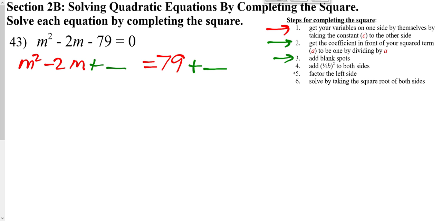And then we have to do half of b squared. So b is our 2. If you do half of 2, that's 1. So I'm going to go 1, and then I have to square that. Whatever you have for b, half of it and squared. Well, I'm going to add 1 squared here.